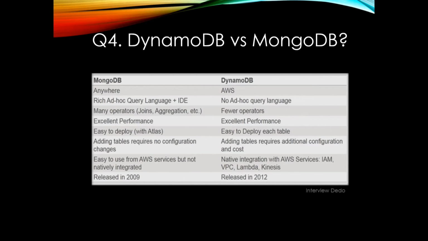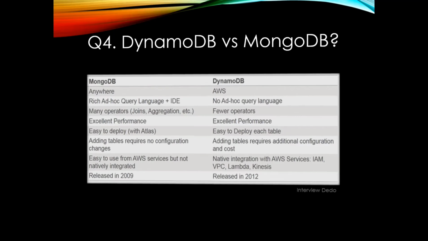Then DynamoDB was released in 2012, while MongoDB was released earlier, in 2009. Okay, so these are the basic differences we have covered.